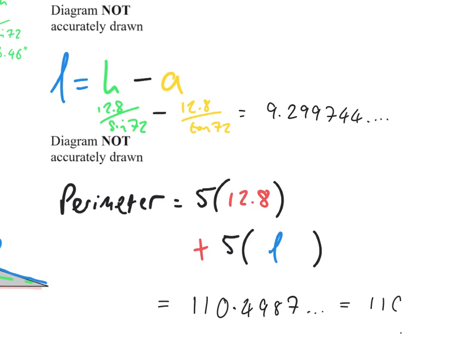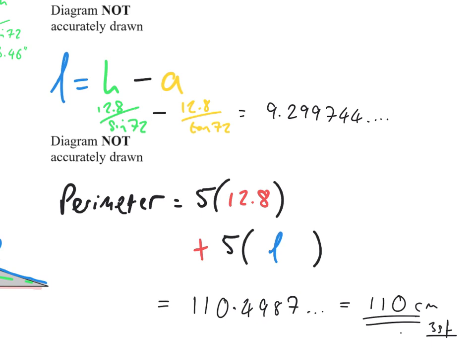110.4987, not 110.5. So the answer is 110, and the units were centimeters, and that's the correct answer to 3 significant figures. If you have it as 111, you drop a mark at the end. It shouldn't be 110.5, it should be 110.4987, etc. And that will cause you to round it down.